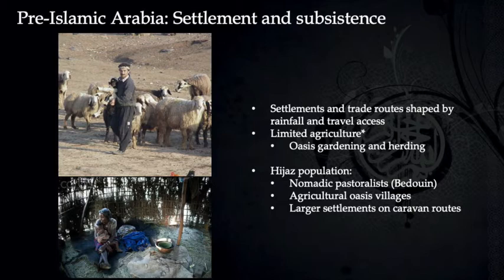I'll talk about those in a moment. But again, the majority of the population on the Hijaz were Bedouin, nomadic pastoralists, moving based on the change of the seasons, the availability of water and pasturage for their flocks. More settled populations on the Hijaz lived in towns or small villages near trade routes that had access to water and had limited agricultural activity.